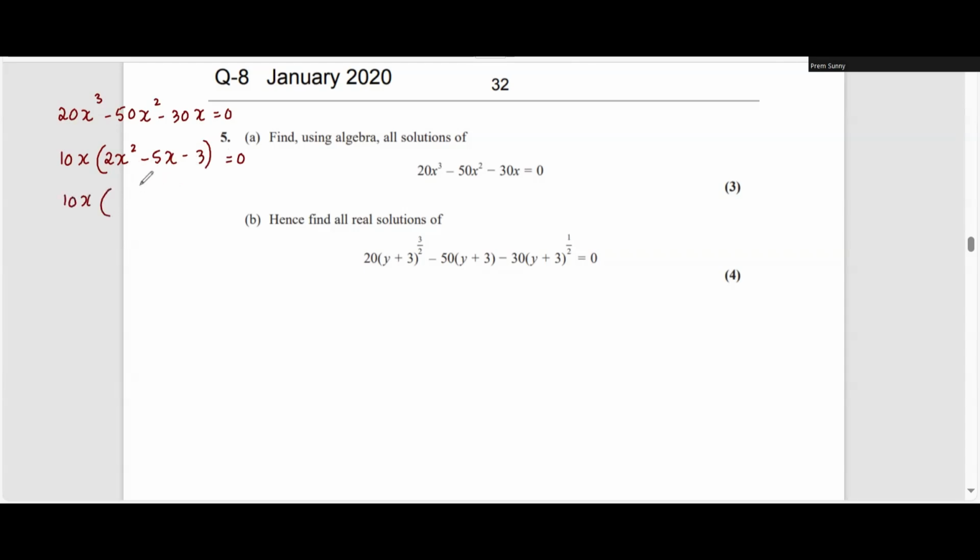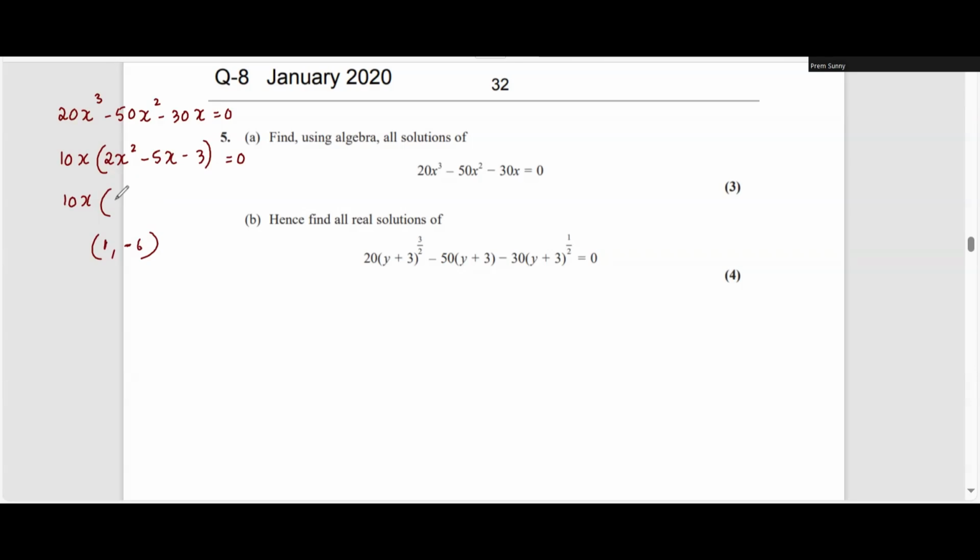So inside the bracket, we need to find two numbers such that when we multiply them we get minus 6 and when we add them we get minus 5. That is 1 and minus 6. When I multiply 1 and minus 6, I get minus 6, and when I add them I get minus 5, which satisfies the condition.